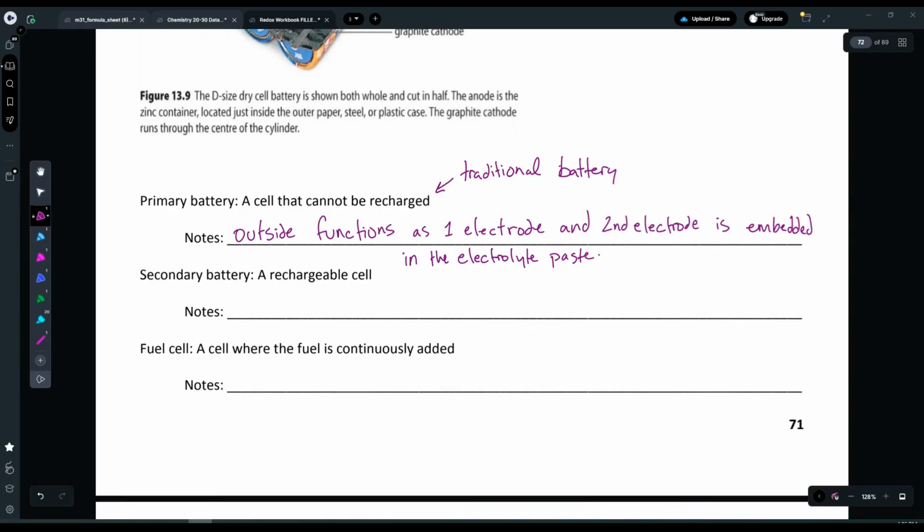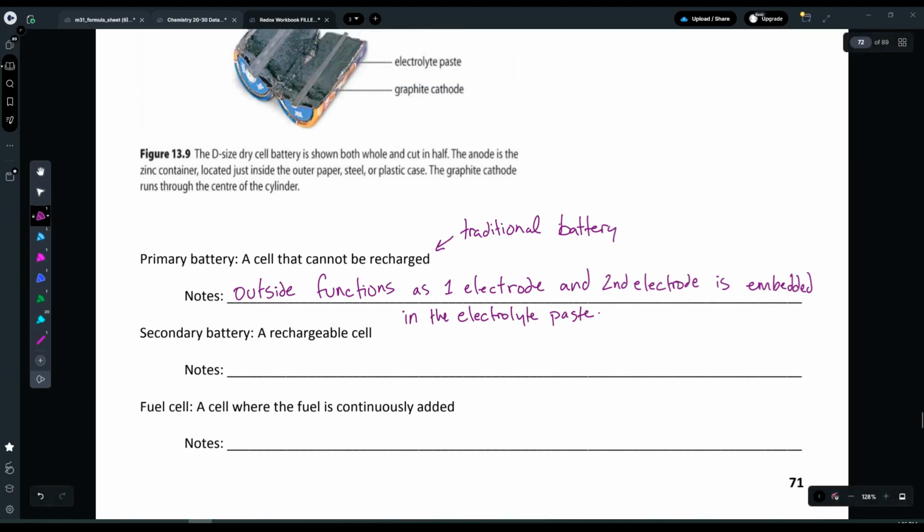Now the second type of battery is called a secondary battery. So this would be your rechargeable batteries. There are two modes that these batteries run on. There's the discharge mode, when the battery acts as a voltaic cell, similar to a primary battery, where a spontaneous redox reaction is going, which produces electricity.